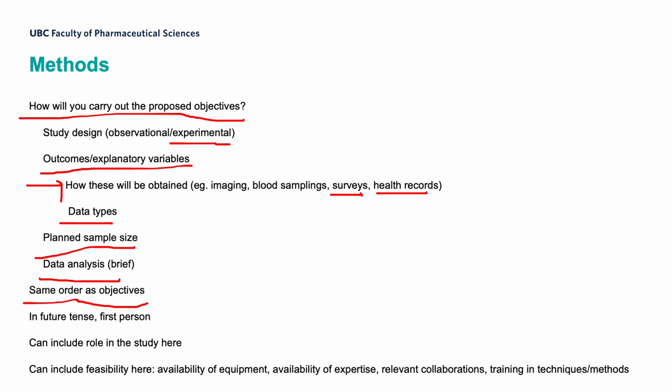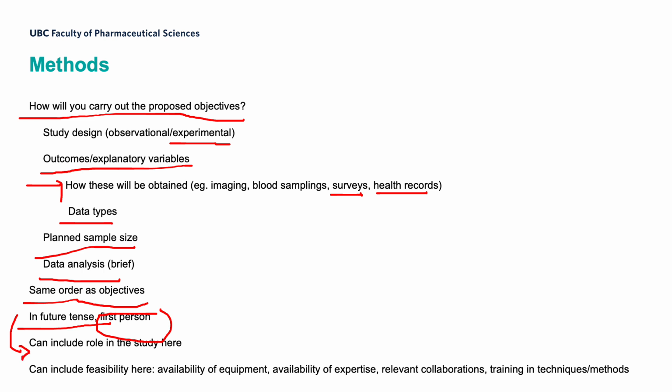But if you have different techniques or different methods for different objectives, I think it's important to keep that order. The method section is written in future tense. At the master's and doctoral level, regardless of NSERC or CIHR, I recommend doing it in first person. And the reason is that it relates to the other point here, in terms of what your role in the study is.